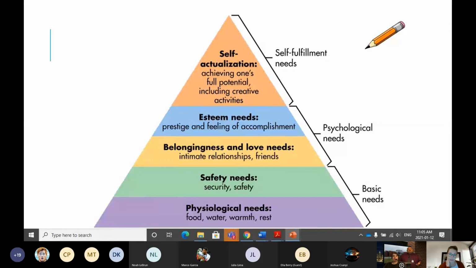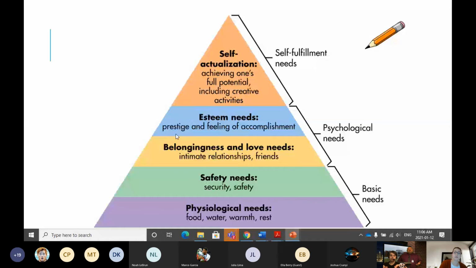And then you have your esteem needs. So that is prestige and feeling of accomplishment. You might get promoted in your job, and then you might level up to your esteem needs because you feel very accomplished. And then something happens and you get demoted, and that brings you down a level. It's kind of like a video game. Think about it like that. If something goes wrong in your video game, you go back down a level.